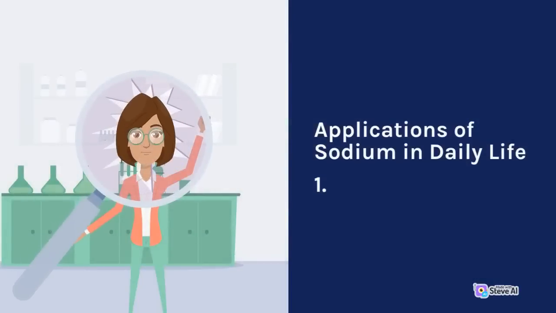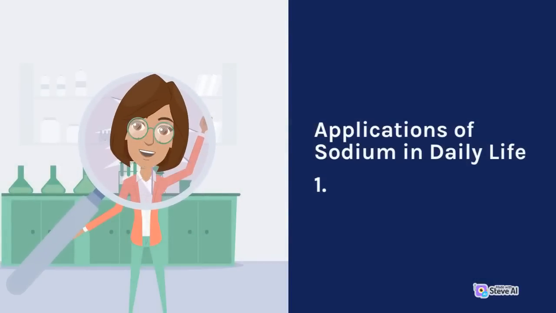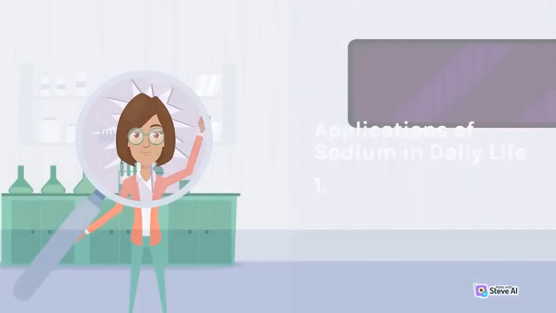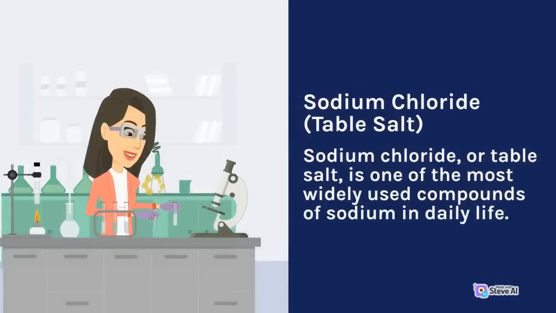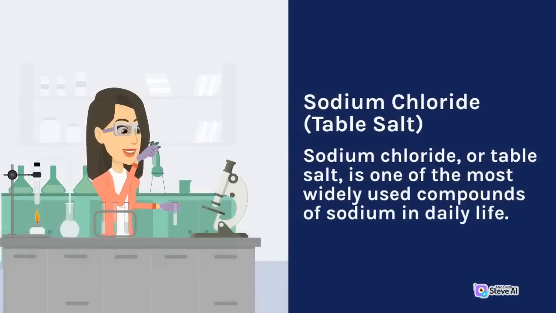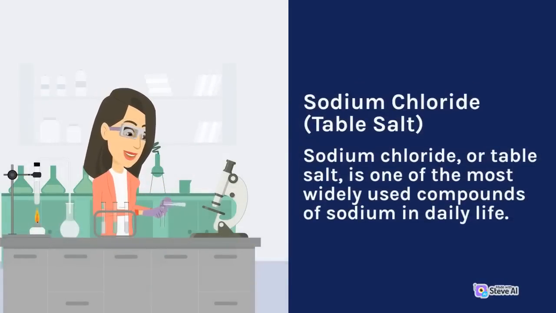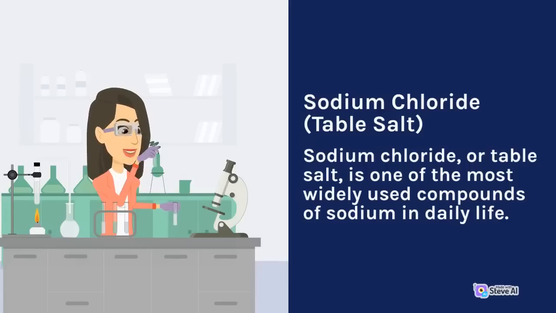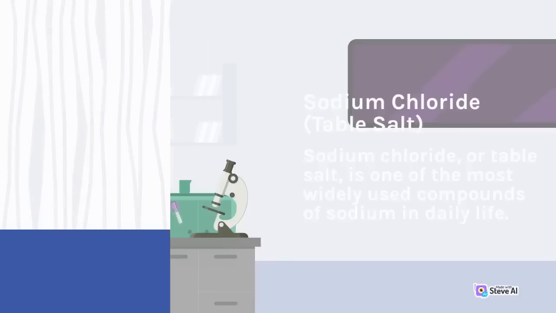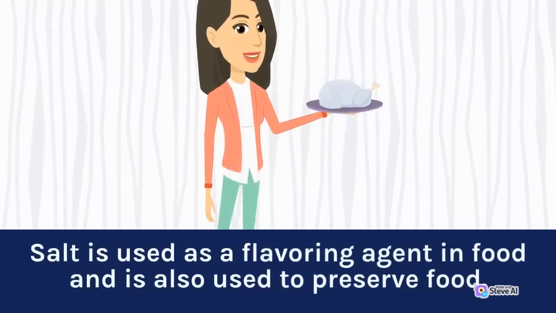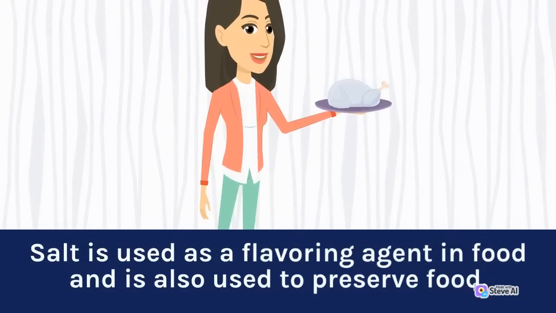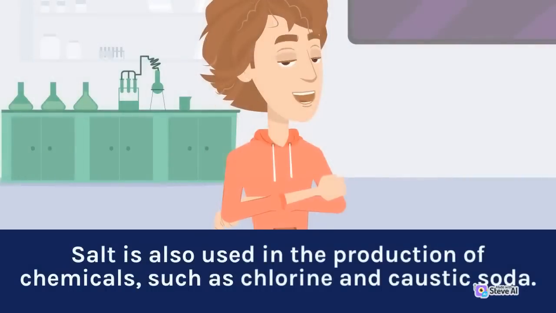Applications of sodium in daily life. 1. Sodium chloride, table salt. Sodium chloride, or table salt, is one of the most widely used compounds of sodium in daily life. Salt is used as a flavoring agent in food and is also used to preserve food. Salt is also used in the production of chemicals, such as chlorine and caustic soda.